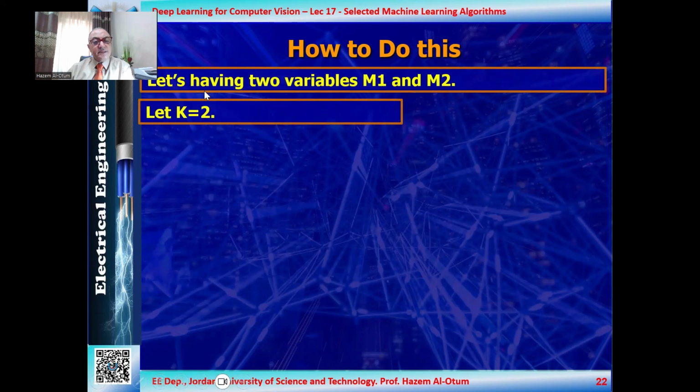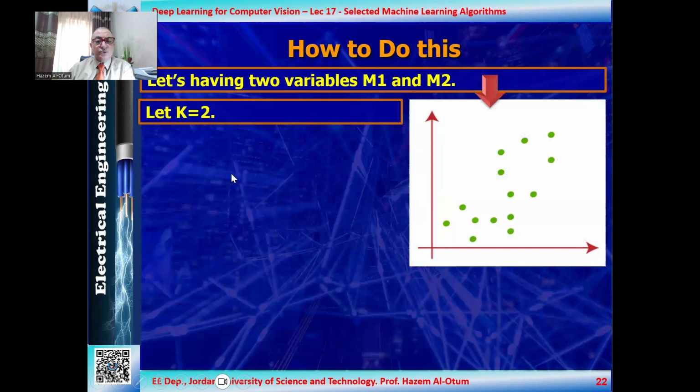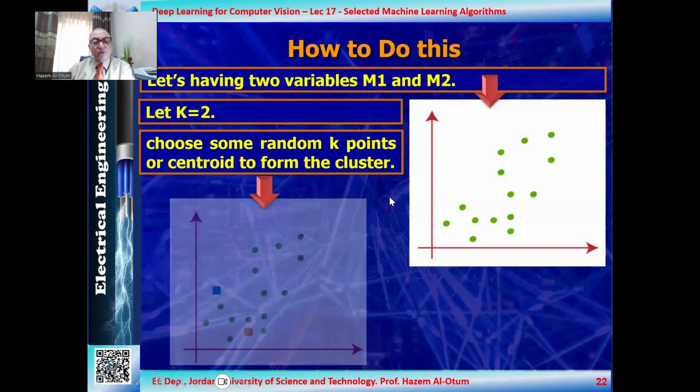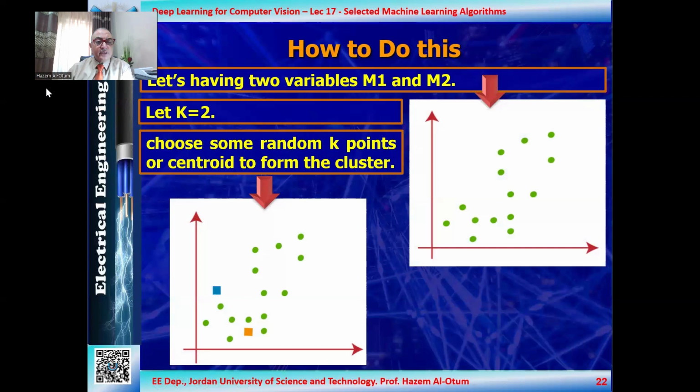Let's start with a simple case. It has two variables, M1 and M2, and k is set equal to 2. So here we have the dataset, an unlabeled dataset. Now we choose some random k points, or centroids. The centroids represent the center of gravity of every cluster at the output. So we roughly select two clusters, as you see here. We selected this cluster centroid, and this is the other cluster centroid.